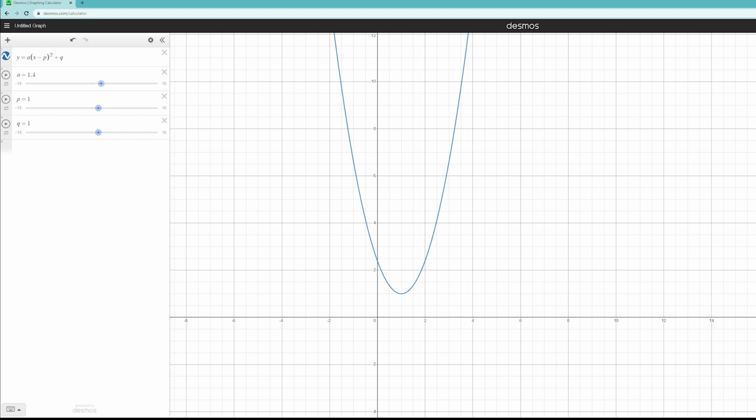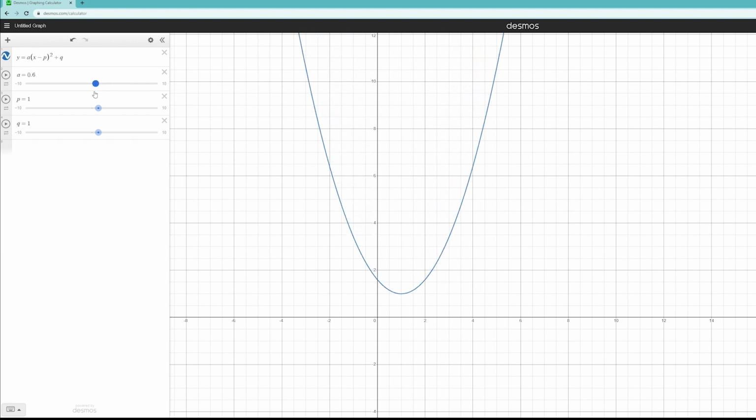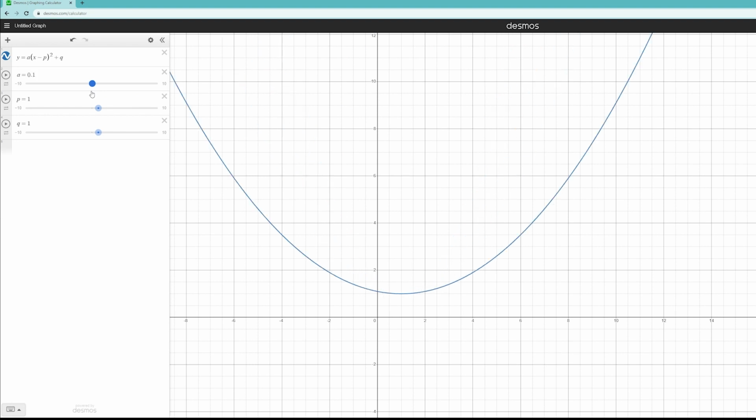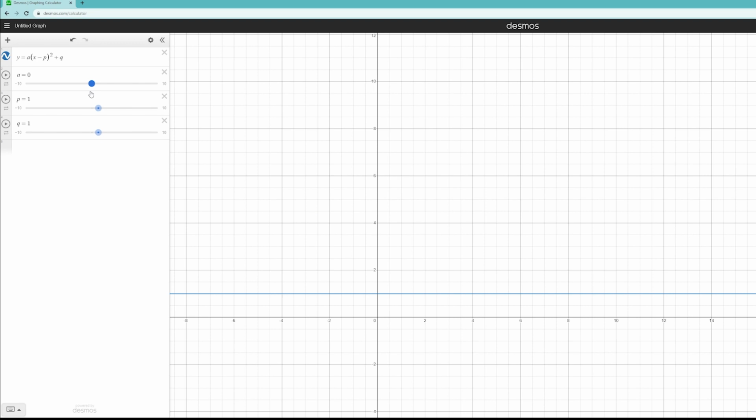So the first thing we're going to do is play around with the a value. So you can see maybe starting at 1 here, we've got our parabola looking like that. And as I slowly increase the slider towards the right and our a value gets larger and larger, you can see that this parabola starts to narrow. Okay, and as we start to decrease the value again, it starts to get wider and wider. Up until we get to a certain point. So you can see here it gets quite wide at 0.1, and then all of a sudden it becomes a flat line here at 0.